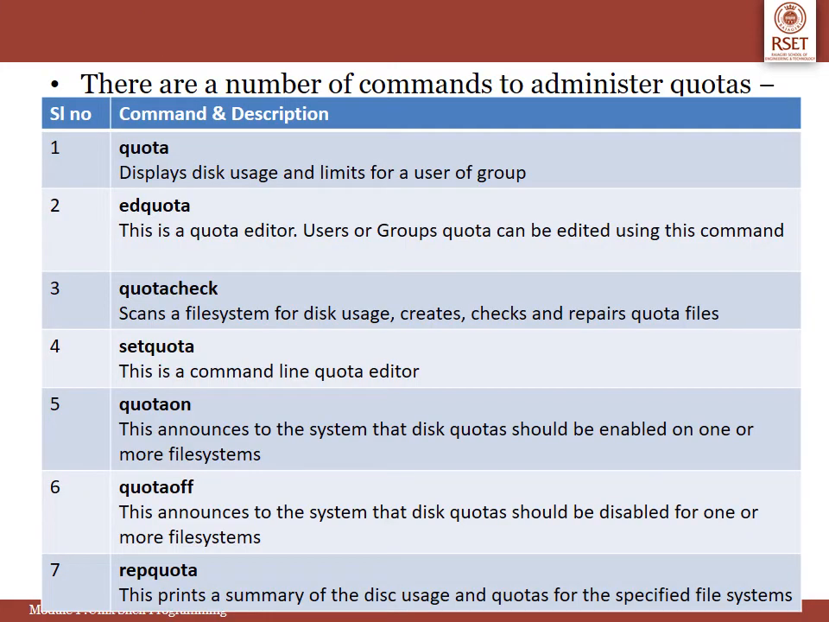There are a number of commands to administer the quotas. The quota command displays the disk usage and limits for a user or group. edquota is the quota editor; users' or groups' quotas can be edited using this command. quotacheck scans the file system for disk usage, and creates, checks and prepares the quota files. The setquota command is a command line quota editor. Then quotaon announces to the system that disk quotas should be enabled on one or more file systems. Then the quotaoff command announces to the system that the disk quota should be disabled for one or more file systems. Then repquota prints a summary of the disk usage and quotas for the specified file system.